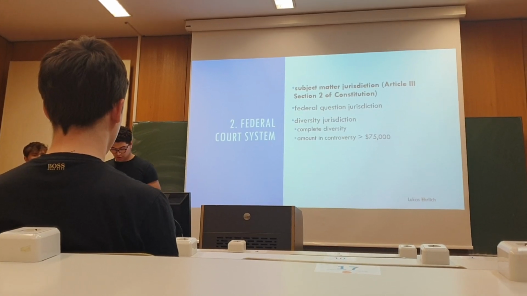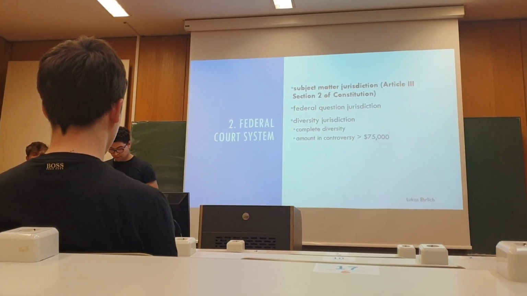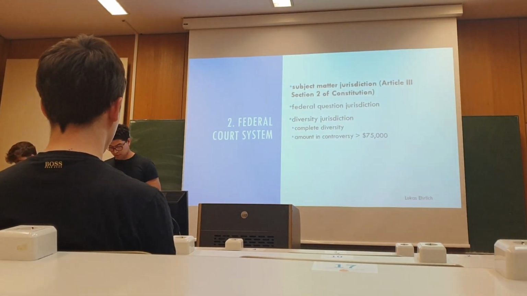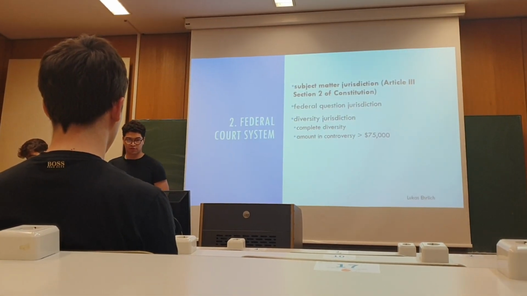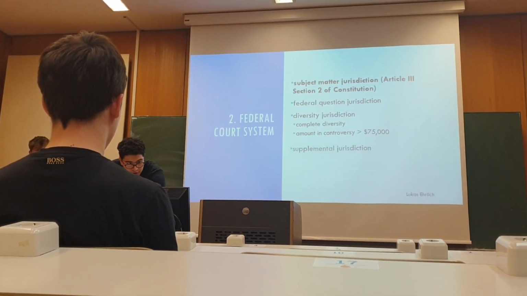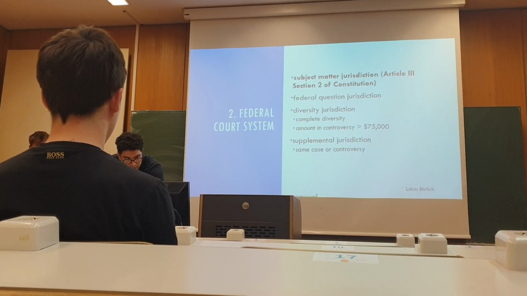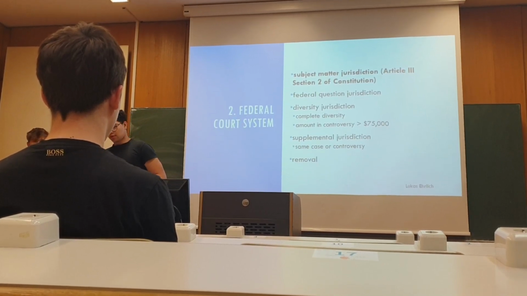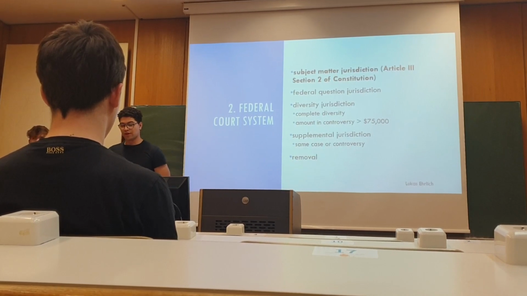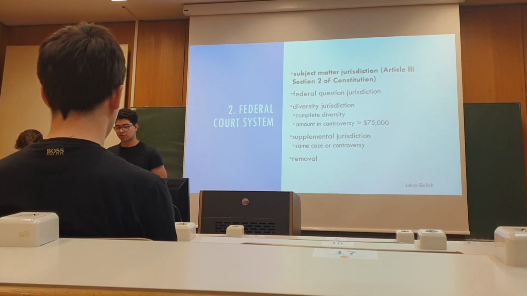Article 3, Section 2 of the Constitution defines the requirements needed for a federal court to have subject matter jurisdiction, and they can be broken down into the following points. You have federal question jurisdiction, diversity jurisdiction, supplemental jurisdiction, and removal. I'm going to start with federal question jurisdiction. If the plaintiff alleges a claim that arises under federal law, the federal court has federal question jurisdiction and can therefore hear the case.